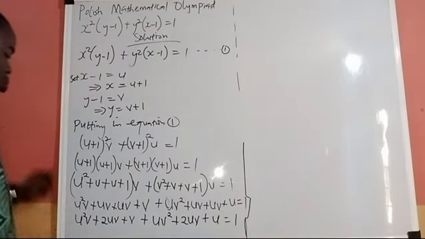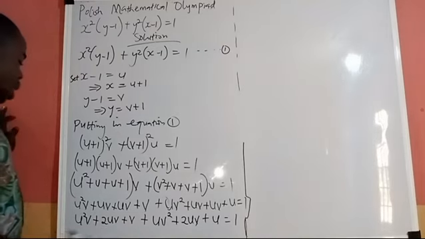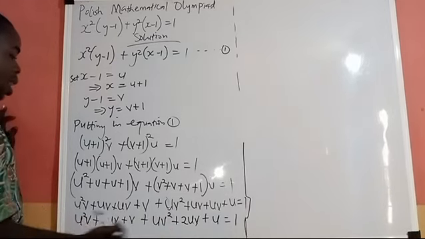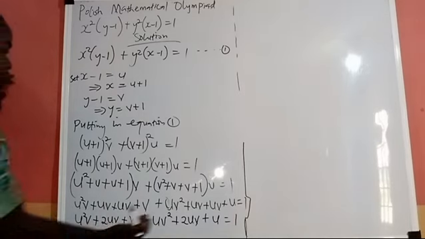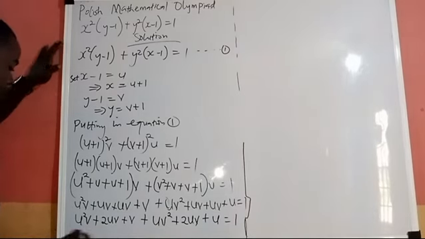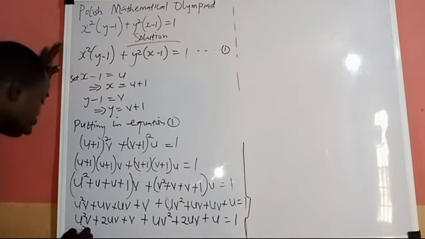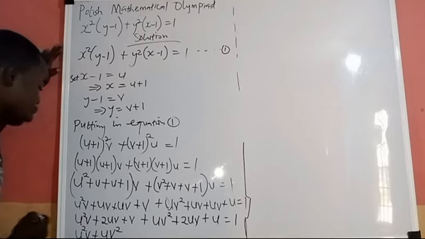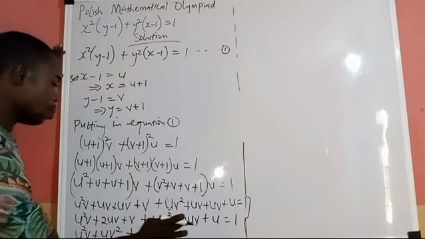So at this point, what are we going to do next? We just continue by collecting like terms. You can see u squared v, and then uv squared. So what we'll just do is try to bring together those ones that have uv. Let me just bring this one closer, uv squared, and then plus, now let me just put this one together.